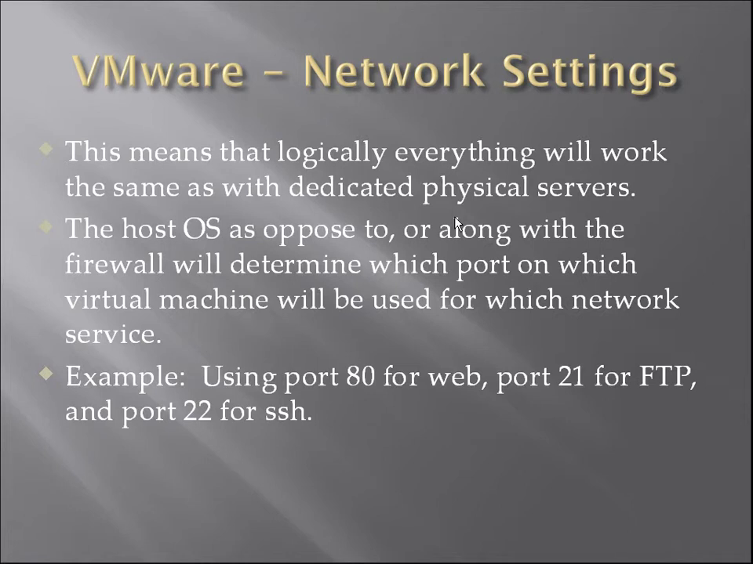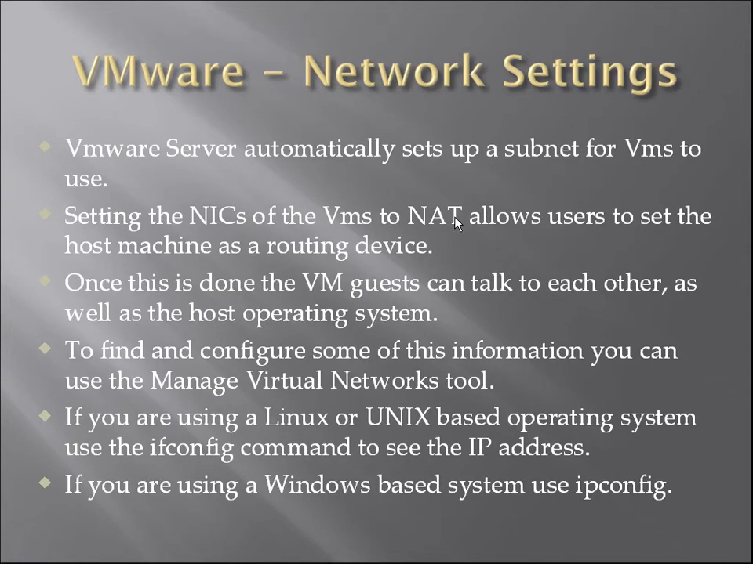For example, you open up port 80 for web, port 21 for FTP, and port 22 for SSH through the host itself. And one thing I definitely love about this is that the VMware server automatically sets up a subnet, like I just said, for you to use, and setting the NICs of the VMs to NAT allows users to set the host machine as a router device.